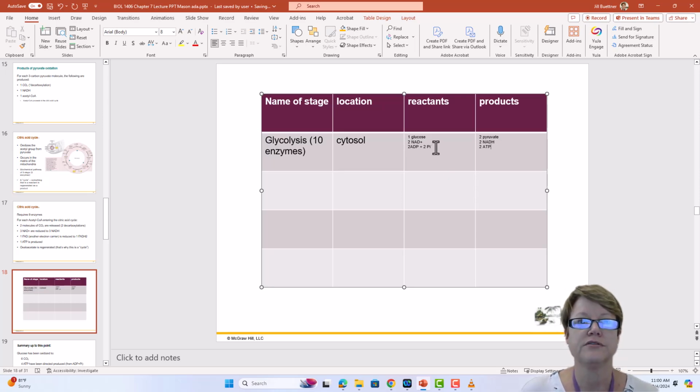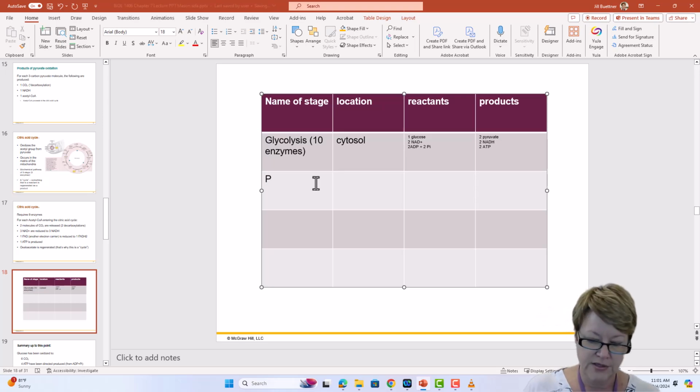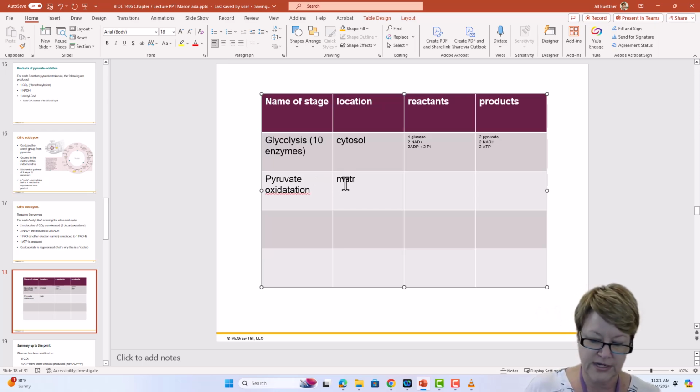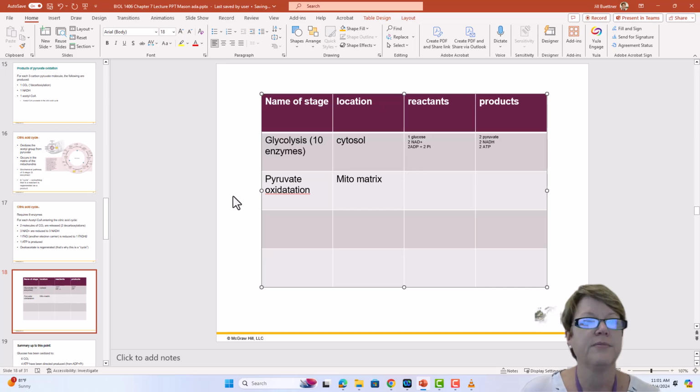So 1 glucose, 2 NAD+, and 2 ADP plus 2 Pi yields 2 pyruvate, 2 NADH, and 2 ATP. And that's just for glycolysis, those 10 steps. Then you have pyruvate oxidation. So the pyruvate that's generated from the first stage, it becomes a reactant for the second stage. For cells that have a mitochondrion, then this happens in the matrix. For cells that don't, it can happen in the cytosol.